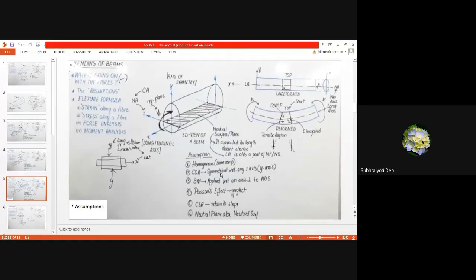So what is number 1 assumption? The material is homogeneous. The cross sectional area is symmetrical with respect to one axis, that is the y axis. Bending moment is applied with respect to an axis that is perpendicular to the axis of symmetry. Number 4, your Poisson's effect is neglected. Number 5, cross sectional area retains its shape and size. And number 6, your neutral plane is also known as neutral surface. Okay, fine. That is what we have assumed.